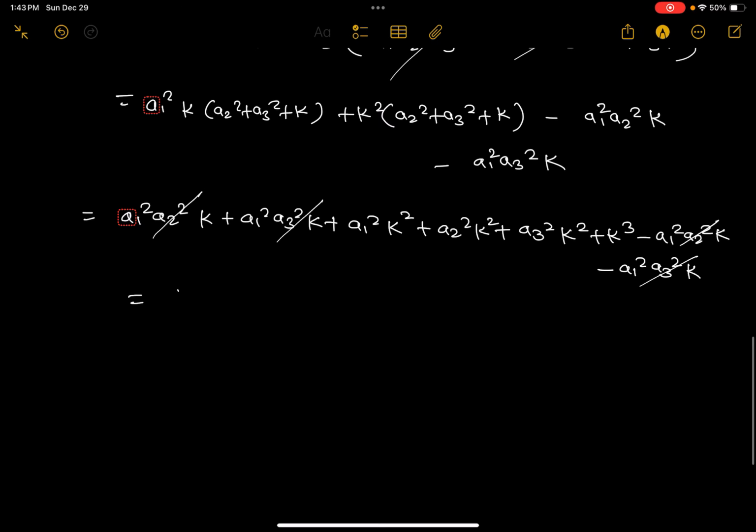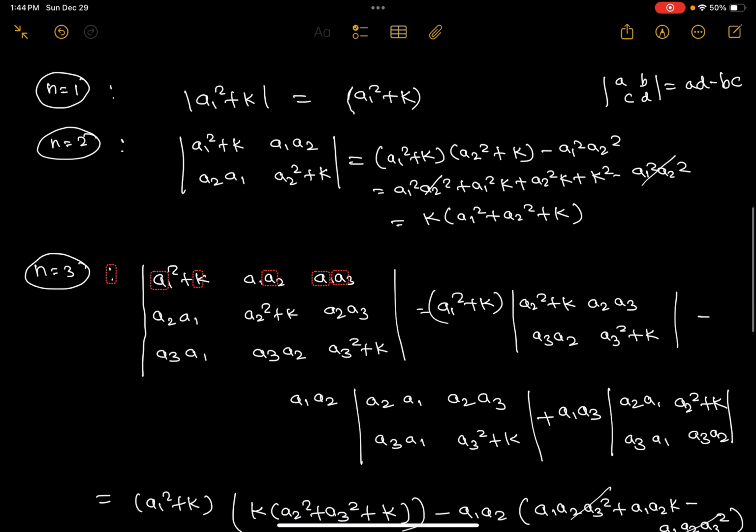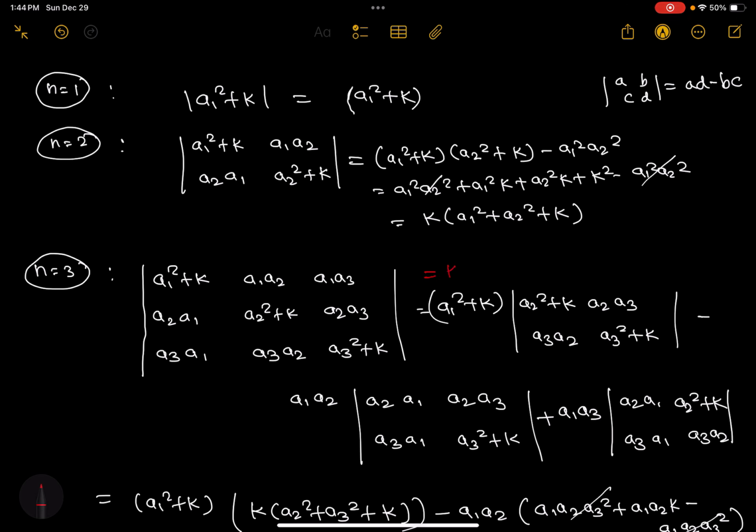So this is, if I take K square common, A1 square plus A2 square plus A3 square plus K. Okay. Now over here, let me just write it over here and try to see the pattern. If I write with a different color, we see that this determinant is just K square times A1 square plus A2 square plus A3 square plus K. This one was just K times A1 square plus A2 square plus K. And this one was just A1 square plus K.